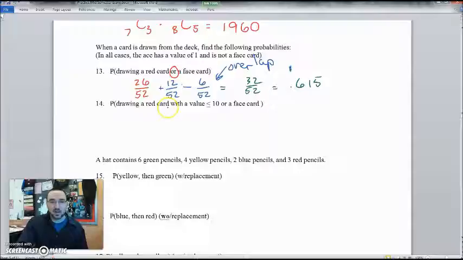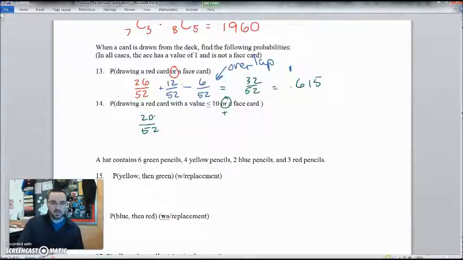Okay, so we have drawing a red card with a value of less than or equal to 10, or a face card. So again, we have this or statement, so we're going to add. So we're looking at drawing a red card with a value that's less than or equal to 10. So in our red cards, right, we have diamonds and hearts. So that would make up 26 out of 52, right? Those would just be red. 26 out of 52. But we want a value less than or equal to 10, so we're just going to get rid of the 6 face cards, right? The 6 faces. So we're going to end up with 20 out of 52 for drawing a red card with a value of less than or equal to 10.